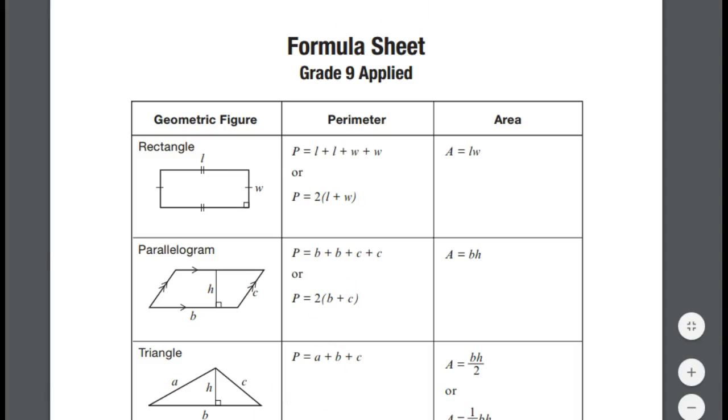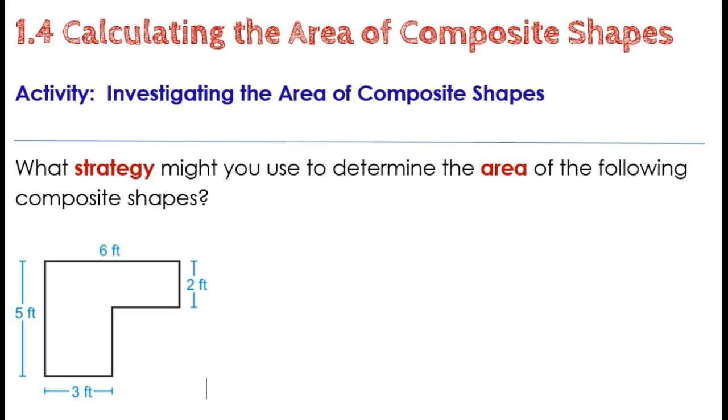I'm going to shift back to the note itself, and we're going to look at an example of a composite shape. This is a composite shape because it has two or more different shapes that are glued together, and we need to figure out a measurement about them by separating them into pieces. The question says, what strategy might you use to determine the area of the following composite shape? The first thing you should do is take a look at the shape and see in what ways I can divide it into shapes that I recognize and know the formula for.